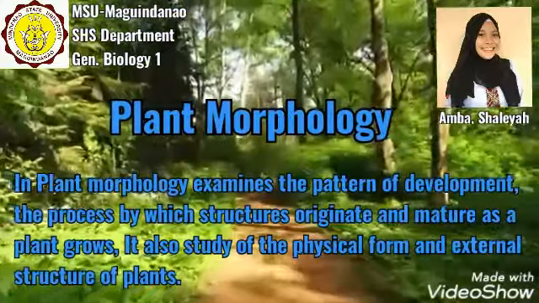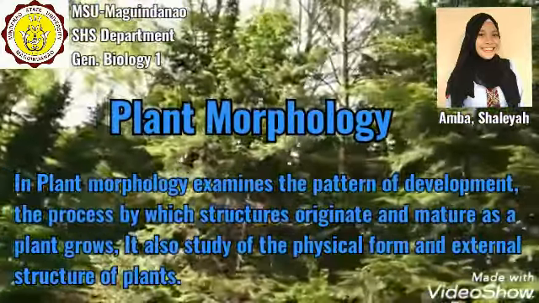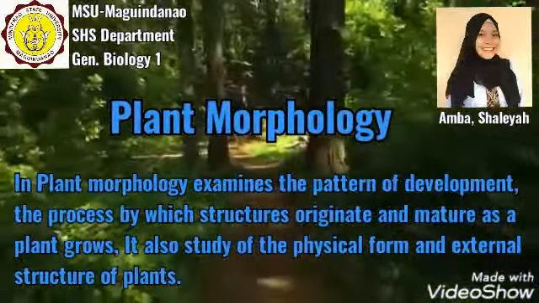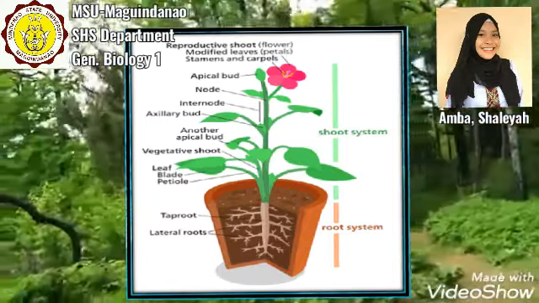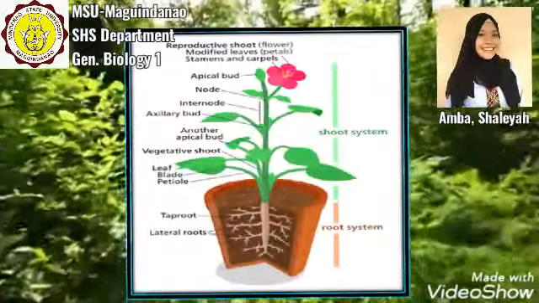Let's proceed to plant morphology, also known as phytomorphology, which is the study of the physical form and external structure of a plant. So, this picture is an example of plant morphology. In this picture, we see different parts of the plant.